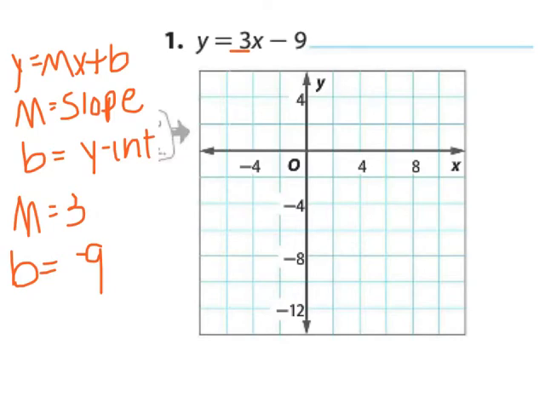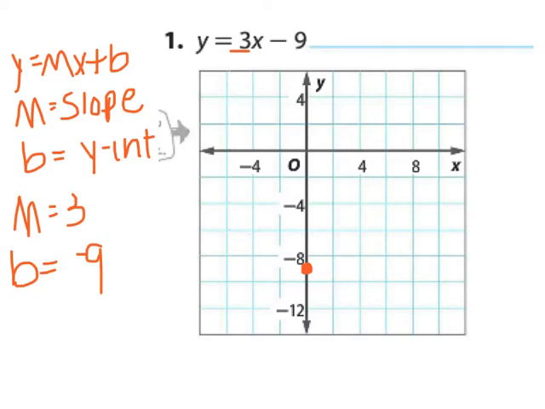Remember, first we'll graph the y-intercept. So that is going to be right here. That's counting by 2's. It'll be between negative 8 and negative 10, and that's where it crosses the y-axis.